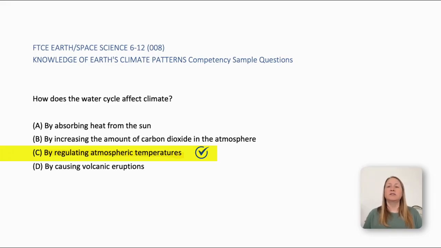The water cycle plays a crucial role in regulating global and regional climate patterns by regulating atmospheric temperatures. The evaporation, condensation, and precipitation processes involved in the water cycle help to distribute heat around the Earth, which influences climate.